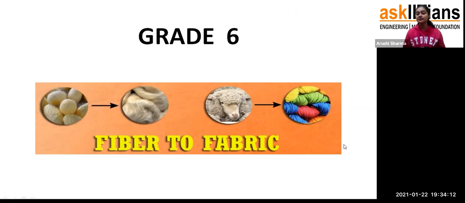So the chapter is Fiber to Fabric. In these pictures you can see that the wool is coming from here, and this is the sheep, and from the sheep we are getting wool. Exactly. So we'll see how all these things are going on and what we are talking about in fiber to fabric.